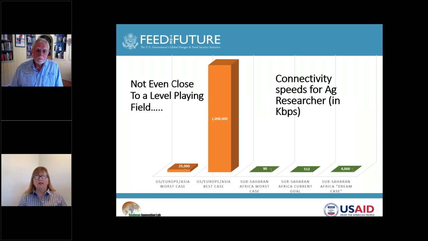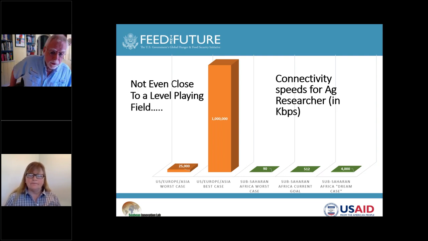Did you know that there are many NARS institutes that struggle to even get 512 kilobits per second to the desktop of their scientists? A half a meg. If you compare and contrast that to their colleagues in Europe and in the Americas and in the US, 25 megabits per second is the minimum, but what is standard is 1,000 megabits per second. How can those scientists have meaningful wide area collaborations with that disparity? And more importantly, how can they be competitive in a global environment? Paul, you experienced this firsthand when you were there.